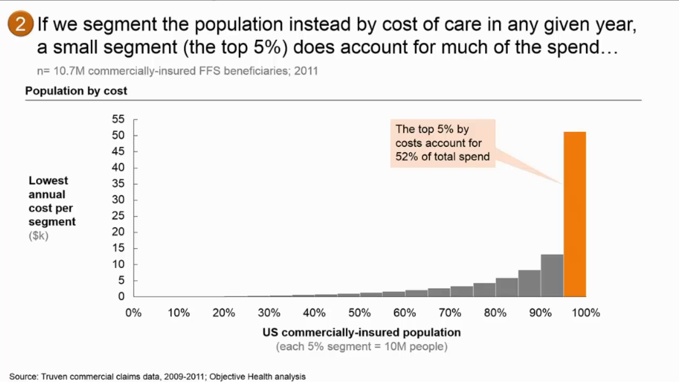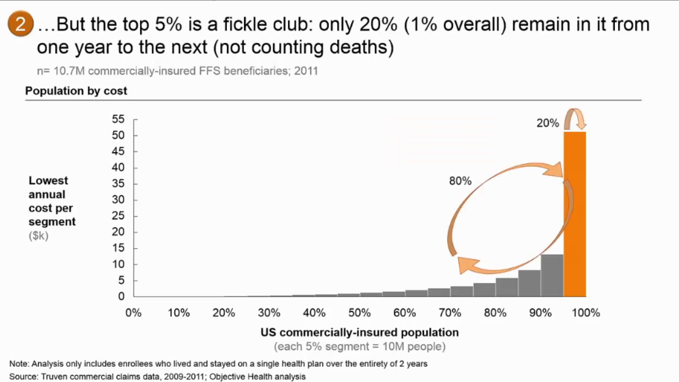So shouldn't we focus on them? Well, that's the chart you've seen. Perhaps the chart that you haven't seen is that the top 5% is a very fickle club. You have a heart attack, you go through post-acute care, and hopefully you go back to a normal life. The vast majority of these patients are cycling in and out of being members of this top 5% club.